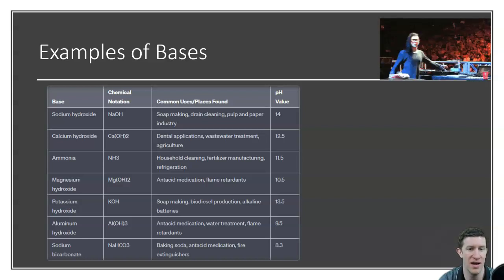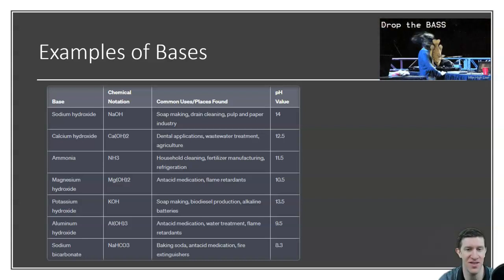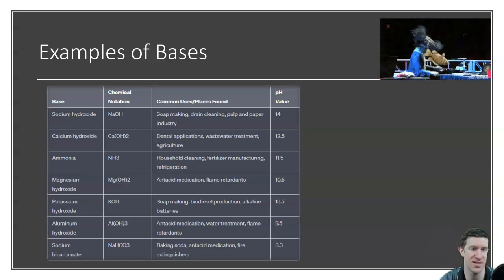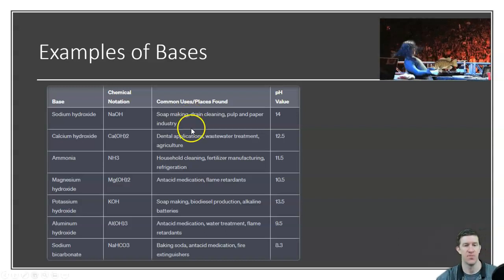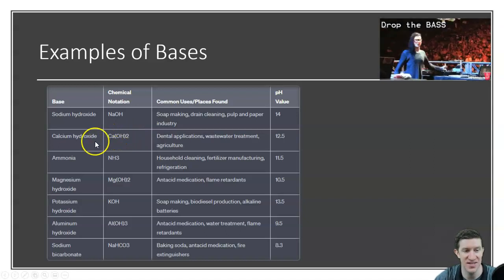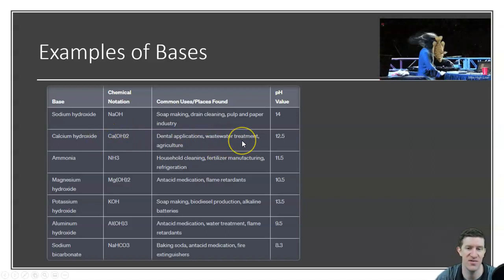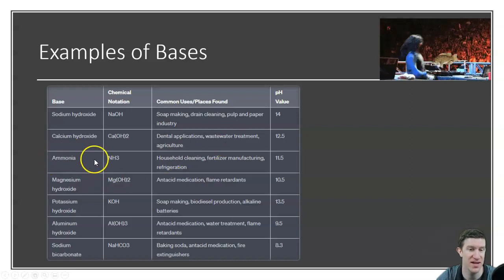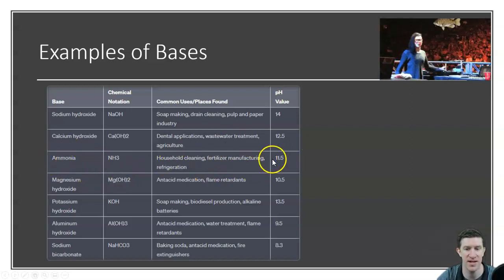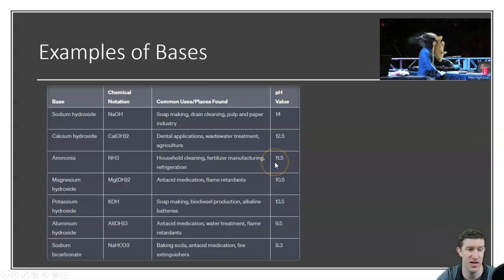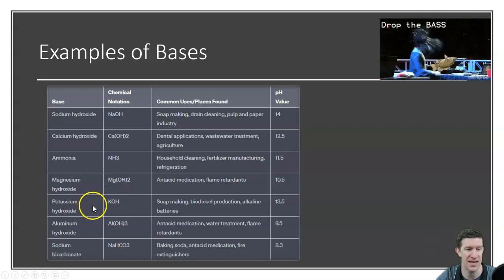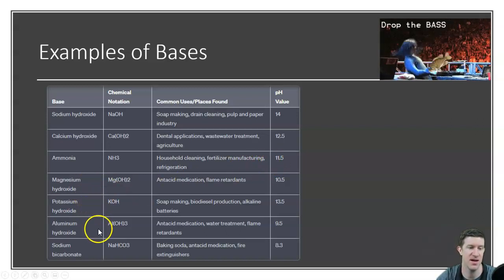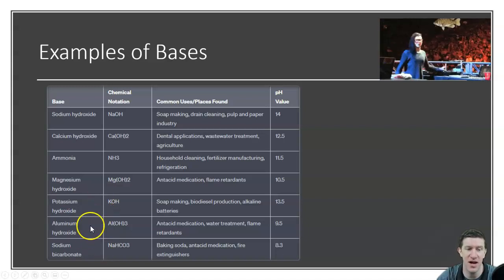It gets really hot, and it just dissolves and eats everything inside your drain to try and unblock it. So that's sodium hydroxide. Then going down, you can have things like calcium hydroxide, which we use in dental applications, for treating wastewater, agriculture. Ammonia, another common one for cleaning products, 11.5, so it's still pretty caustic. We've got magnesium hydroxide, potassium hydroxide, aluminium hydroxide, lots of hydroxides here.